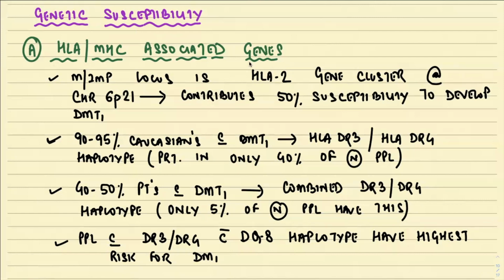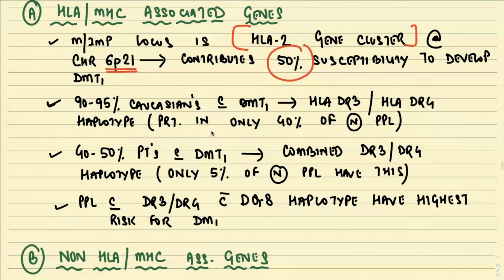So it is the HLA2 gene cluster present at the locus or the address 6p21. And this kind of gene cluster, or whatever abnormalities are present in this gene cluster, is contributing 50% susceptibility to develop type 1 diabetes. Now, how are we saying this with so much surety? There are certain haplotypes or certain HLA regions which show an increased susceptibility to develop diabetes mellitus type 1.